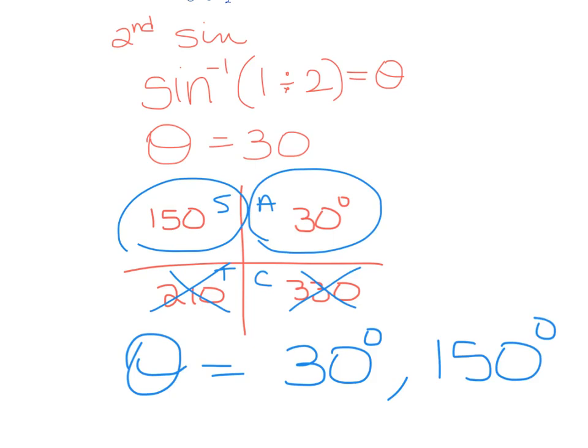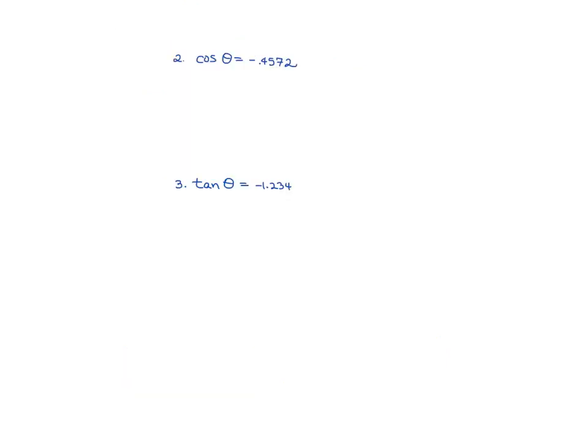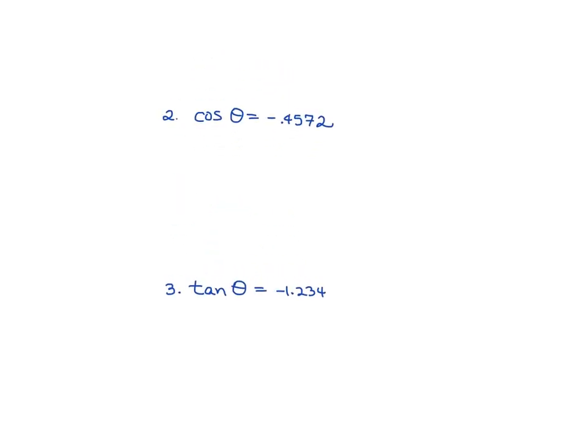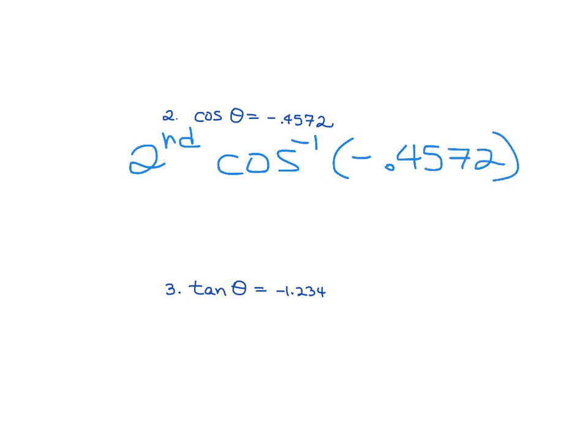Let's try the next one. Cosine. So again, I need to figure out what my first angle measure is. So I'm going to hit the second key, and then I hit cos, and it'll open up -1. I put in that decimal, -0.4572. This is going to give me 62.79.